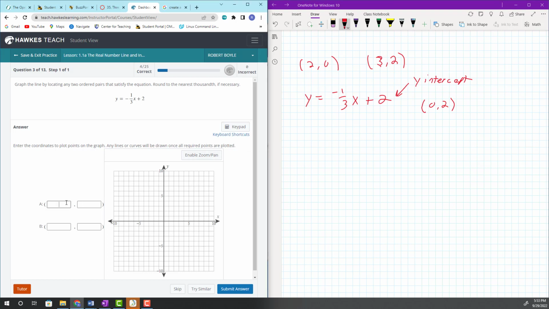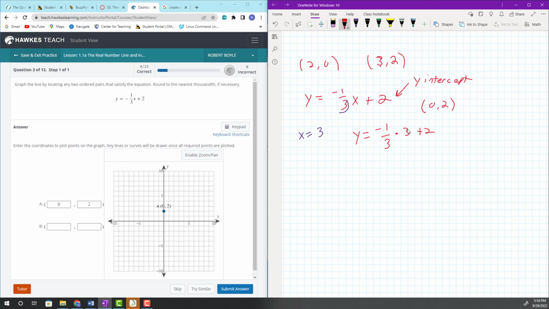So the first point that we can immediately write down is 0, 2. That is one of our points. Okay. Now there's a couple of ways that you can figure out the next one. The first way is you can let x be equal to the value in the denominator. So the value in the denominator is 3, so let's let x be equal to 3. If we do, then we can have that y is equal to negative 1/3 times 3 plus 2.